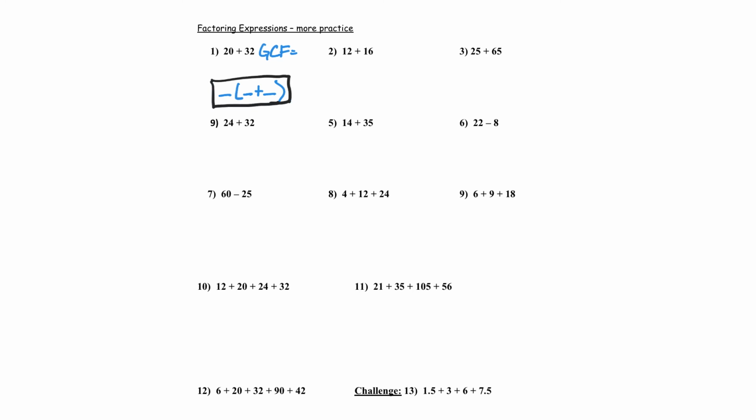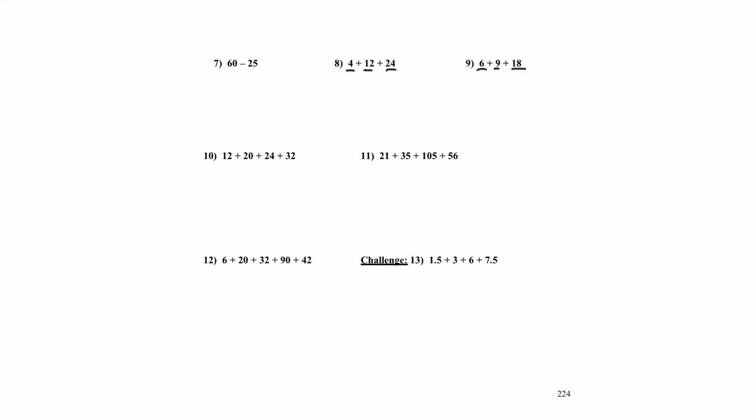So numbers 1 through 9 are going to be very similar. Now be careful, numbers 8 and 9 have 3 numbers. So you have to find the GCF of all 3 numbers for number 8 and number 9. Now look what happens. Number 10 becomes a little bit more challenging. 10, 11, and 12, I do expect you to try. You're looking for the GCF now of 4 numbers.